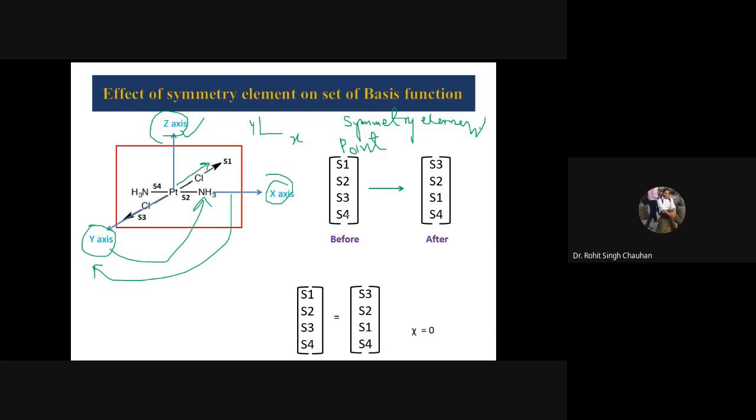Today I want to explain some matrices also. That's why I'm representing it here. Now see, S1, S2, S3, S4 means you are depicting the bond distances as they are when you have allotted them in a molecule. Now, suppose you have performed C2Z. This one is basically what? It is C2Z, and that too along Z.